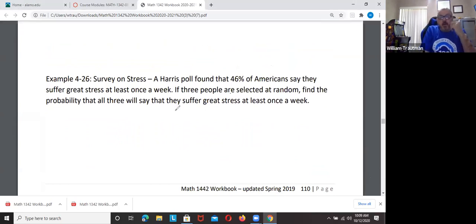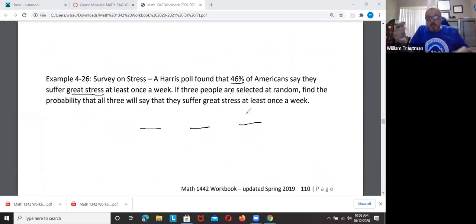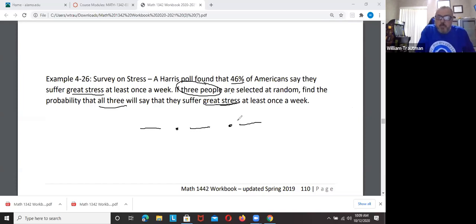A Harris poll found that 46% of Americans say they suffer great stress once a week. If 3 people are selected at random, so here's 3 people, they're blank spots. Find the probability that all 3 say they suffer great stress. Well, to find the probability of all 3, we have to multiply these 3 together. What's the probability that the first person says they suffer great stress?